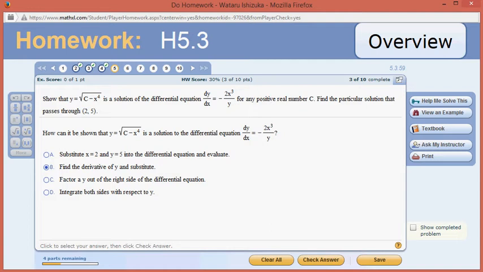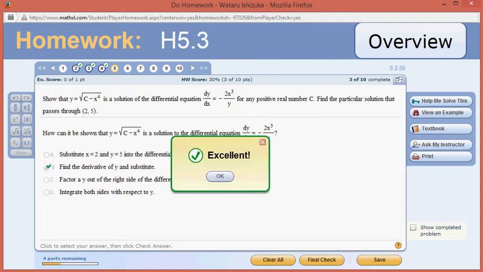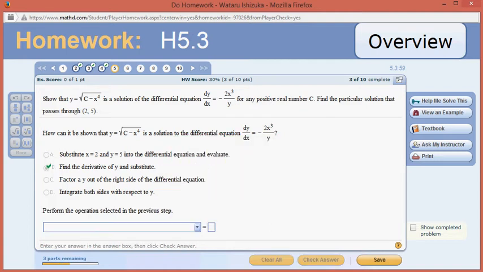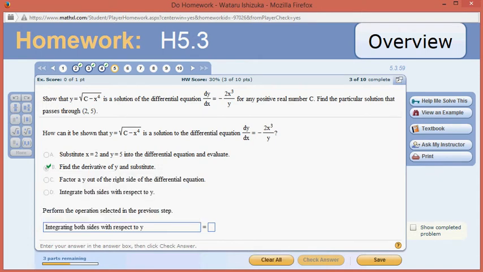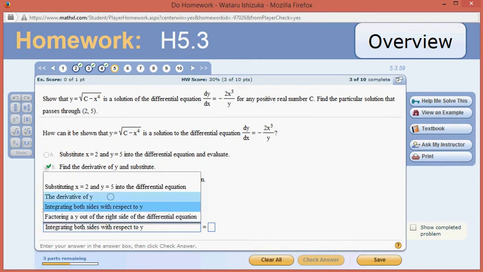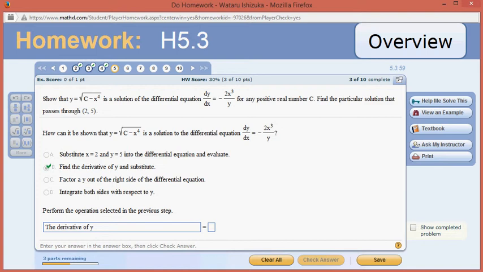So take the derivative of this and plug it in here. See if you get the equality there. Alright, check the answer. Alright, we got that. It says to perform the operation selected in the previous step. Alright, so let's see. Previous step, derivative of y. So let's find the derivative of y.